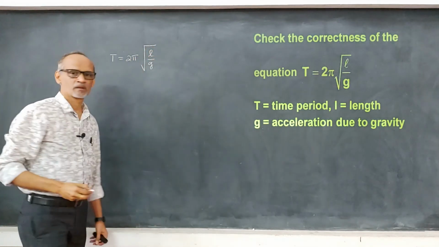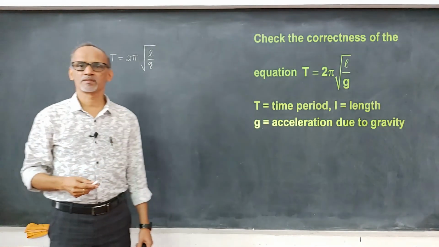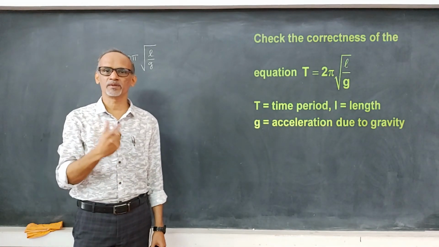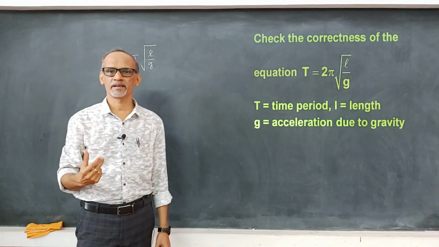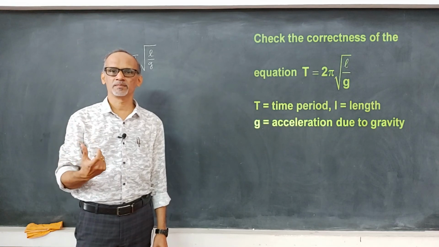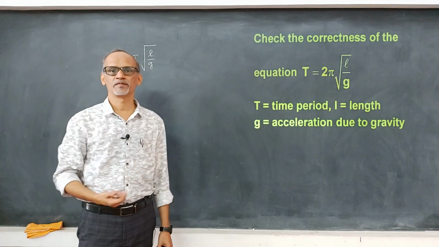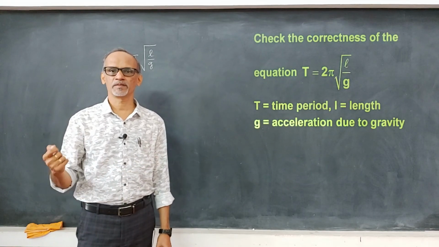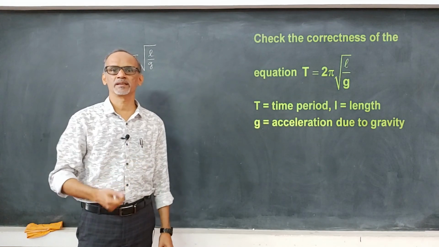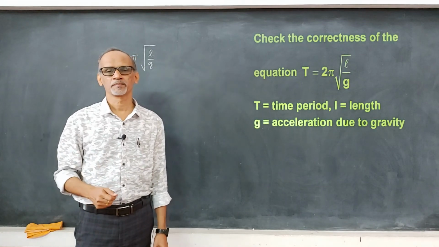So, how do we check the correctness of the equation? We have to write the dimensional formula of every term, and then we have to verify that each term of the given equation should contain the same dimensional formula, and if the dimensional formula is same for all the terms, then the equation is dimensionally correct.